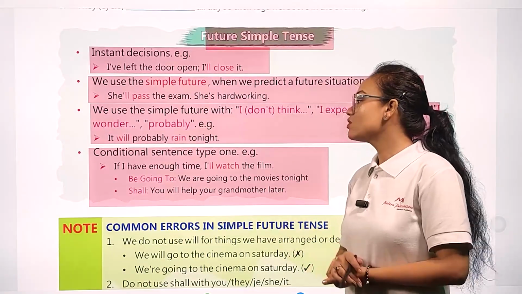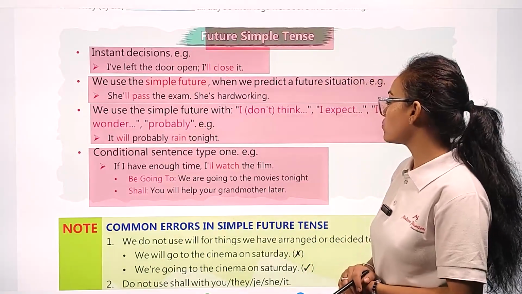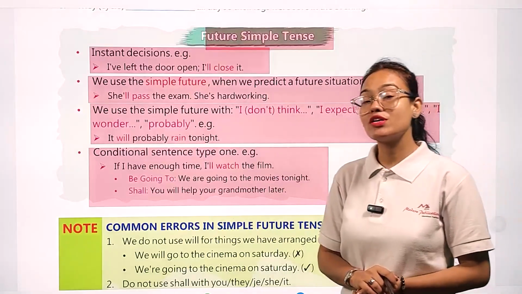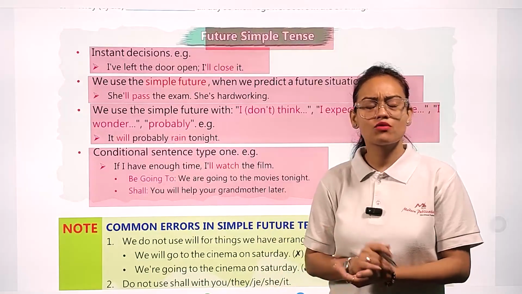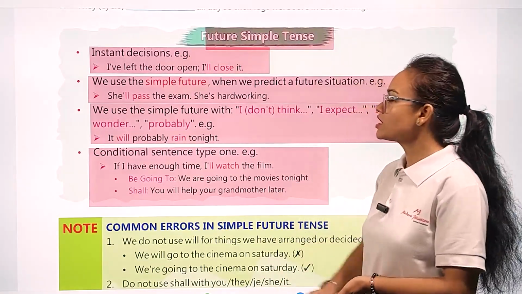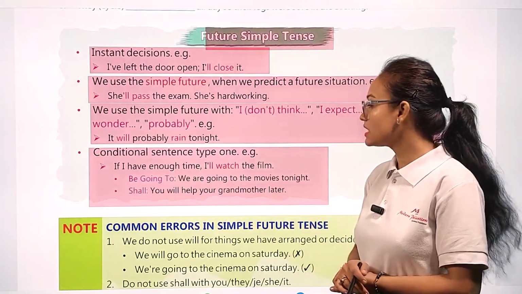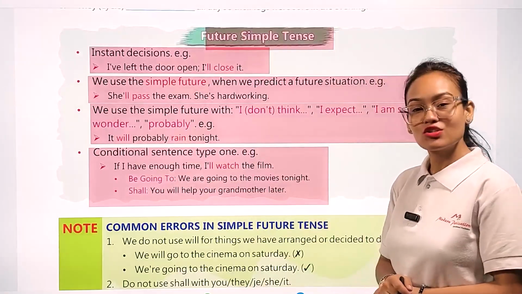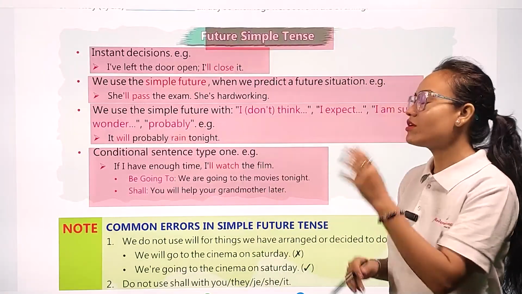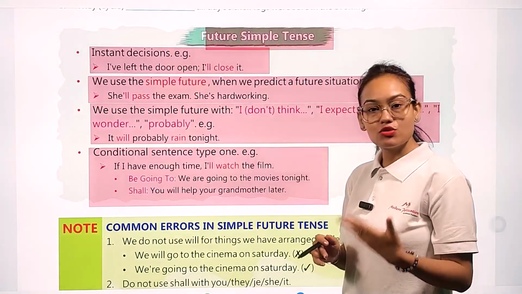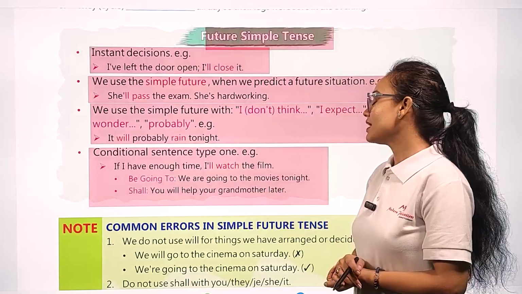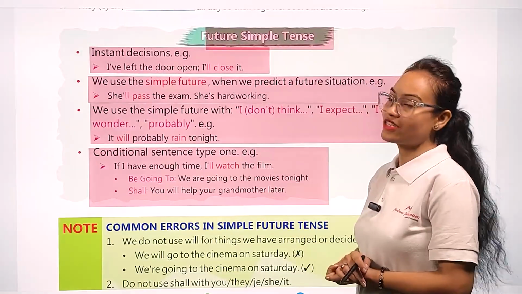Okay, we are going to the movie tonight. Whenever you are going to do some kind of work tonight, or maybe tomorrow morning, in this case, my dear student, we use the be going to verb, like we are going to the movies tonight. Similarly, we also use shall, S-H-A-L-L. Where we use shall, let's see: you shall help your grandmother later.